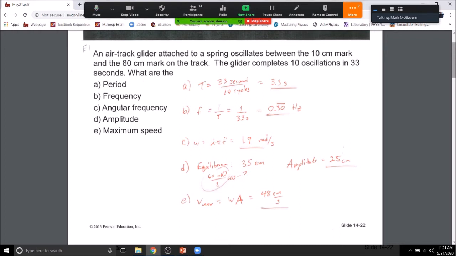We have to offset that because we're not oscillating through 0. We're oscillating from 10 to 60. But you can get the equilibrium position and just figure out how much above and below that you get. So here we get 25 centimeters for that. The max speed is given by omega A. We have our omega from part C, and we multiply that by the amplitude that we just found. For this case, it's perfectly acceptable to leave your units in centimeters per second.